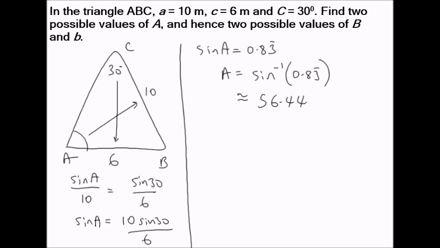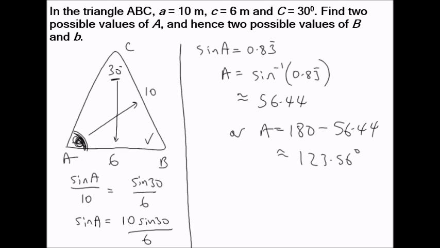So that's the value down here for angle A, but we need to consider another possibility, that is a supplementary angle. So we could have angle A being 180 take away 56.44, which gives us an answer of 123.56 degrees. Now, is that answer possible? This angle here, if it were 123, if we add it to 30, we get 153, which means we do have another possible value for angle B.